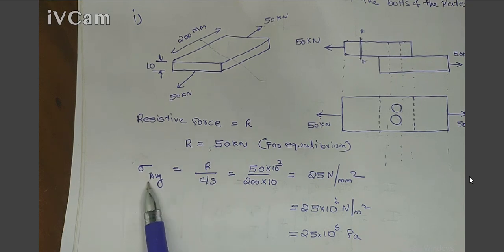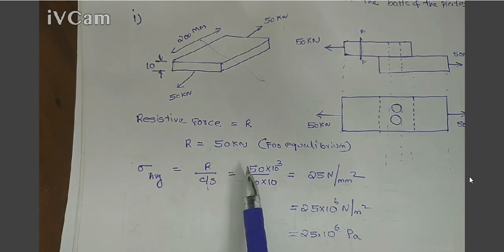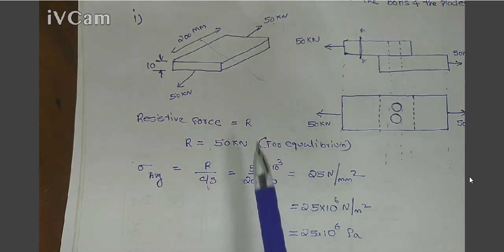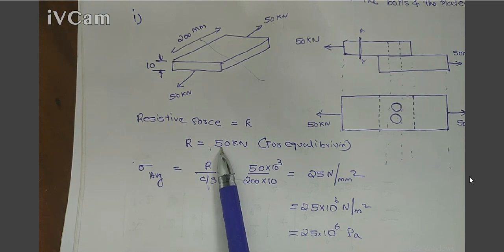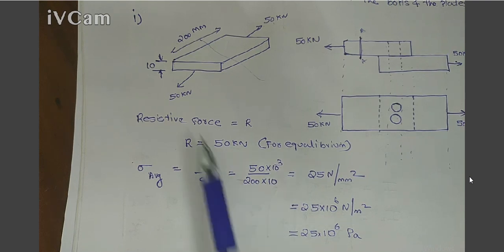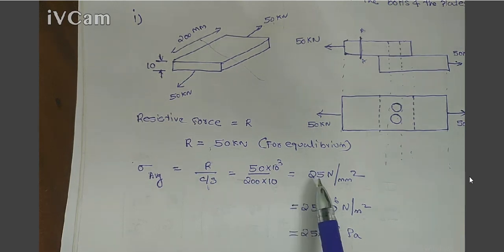So sigma, the average stress, is equal to the resistance offered by the body against unit cross section, so R by cross section area. For equilibrium, external load and resistance will be equal, so this will be 50. So R is equal to 50 into 10 raised to 3, converted from kilonewton into newton, divided by the cross section, 200 into 10 mm square. After dividing, we got 25 newton per mm square.